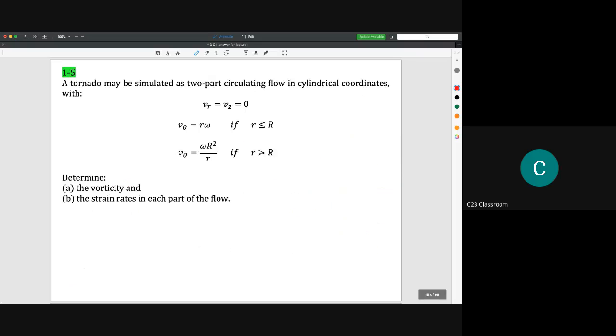Okay, so this is the idea of velocity distribution. This is just a question from the book. It shows the application of the rotating cylinder. As we know, the rotating cylinder occurs when we put in an element called a vortex. So in this question, we need to calculate the vorticity and strain rate in each part of the flow. And then here is the limit. Okay, we just follow the question.